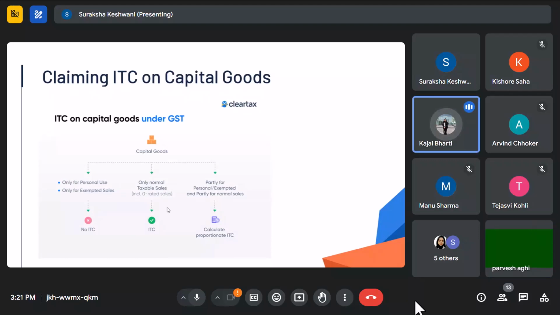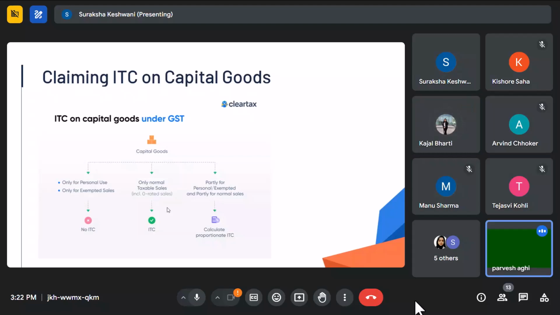They will be eligible only for the attributable amount, because 50% of the sale is exempt and 50% is not. They will take the value of the exempt supplies and divide it by the total turnover, and then they will get the proportionate amount which is attributable to the exempt supplies. That amount will be deducted and the other can be claimed as input tax credit. Absolutely, that is a perfect reply.